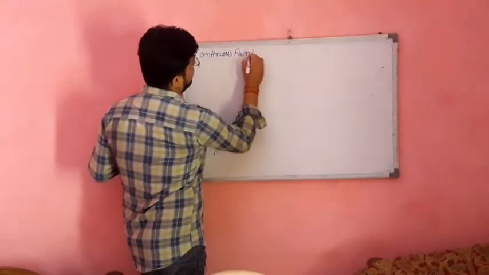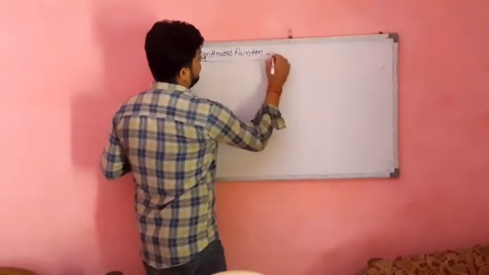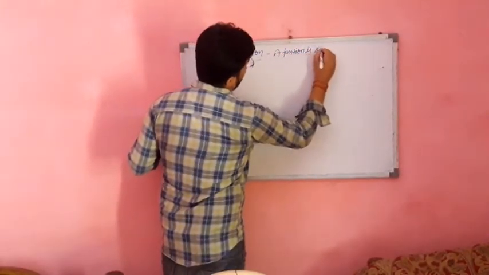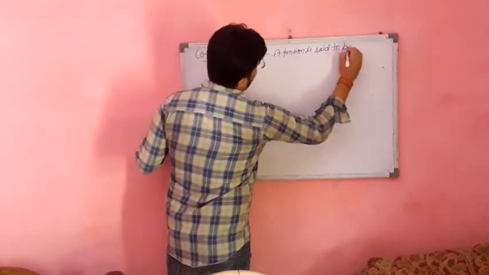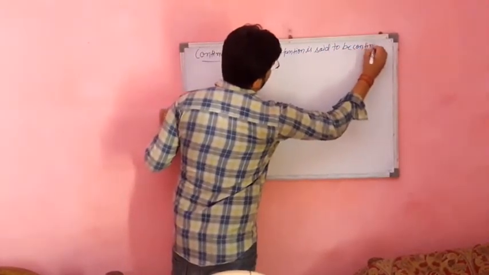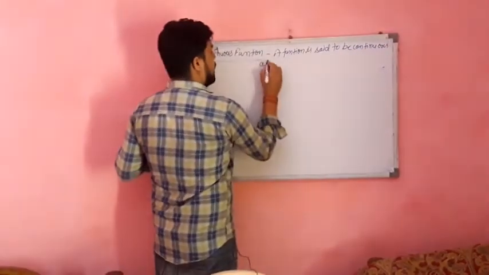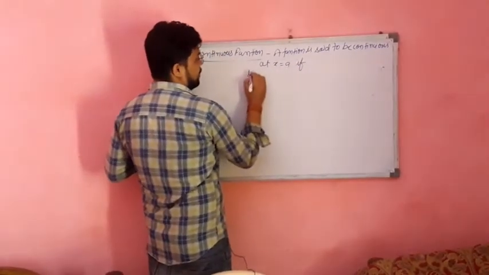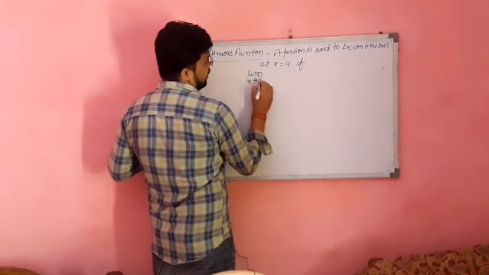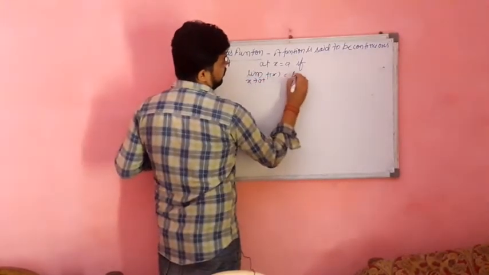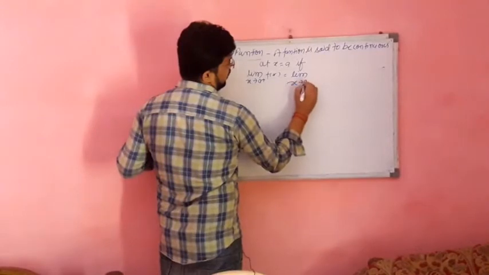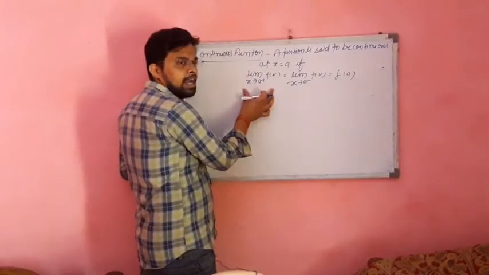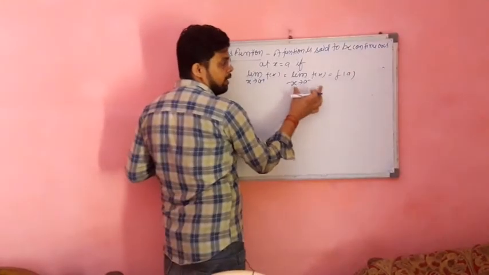Continuous function. A function is said to be continuous at x is equal to a. Here I am taking point a. If limit x tends to a positive f of x is equal to limit x tends to a negative f of x is equal to f of a. This is the right hand limit of the function and this is the left hand limit of the function.